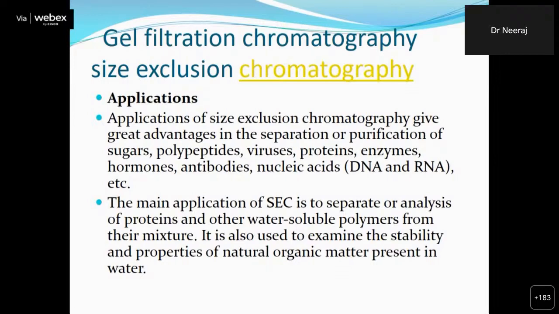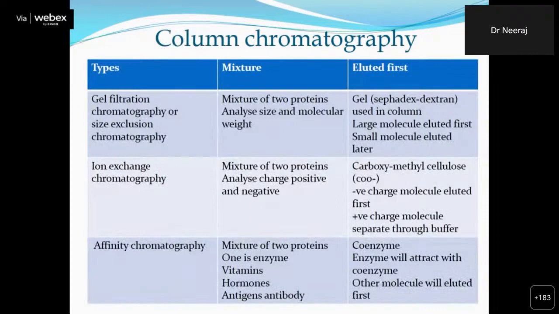Now come to the second one. Second is called ion exchange chromatography. I have earlier said that there is a mixture of two proteins which we analyze for charge, positive or negative, anionic or cationic. First of all we analyze that there are some cationic molecules and some anionic. Then we plan that we will do the ion exchange chromatography.